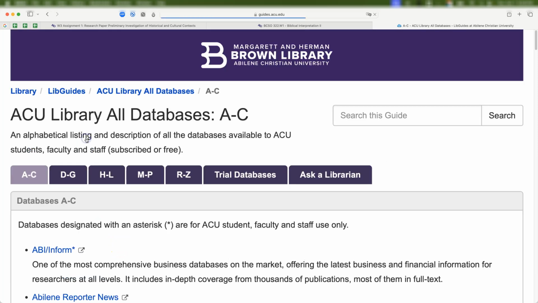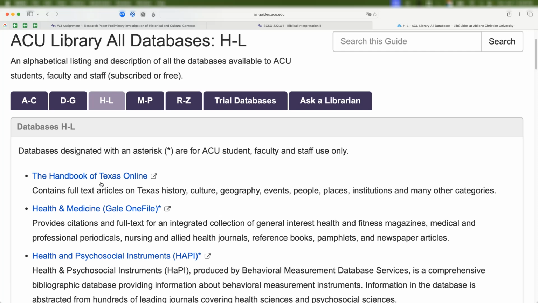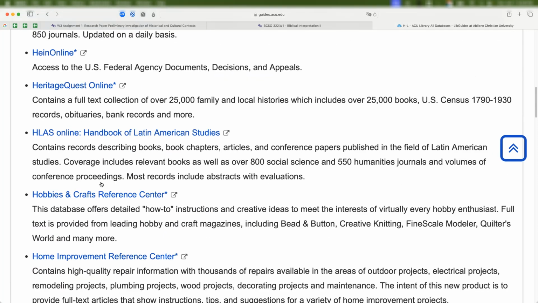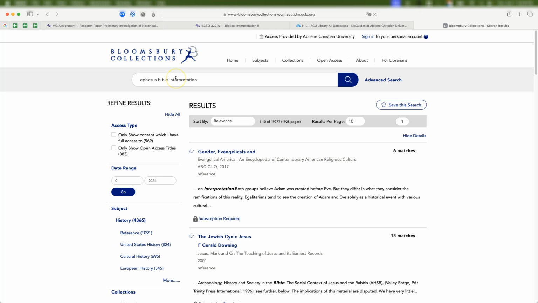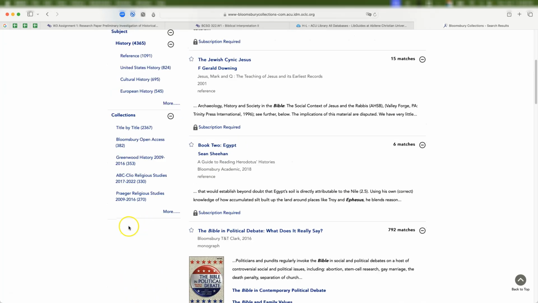But let's say we went to this one here, and we start looking around. Let's say I decide I want to look up a passage from Ephesians. Now, while that link didn't take us exactly where we were planning, it took us to the Bloomsbury Collections database, where we can search that and we could use our filters to find it here.